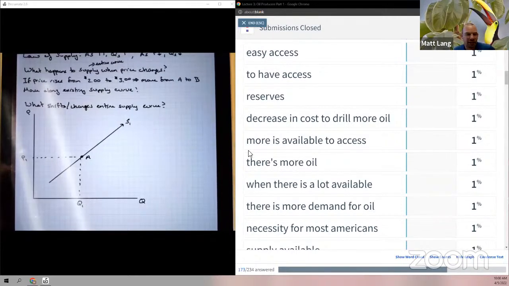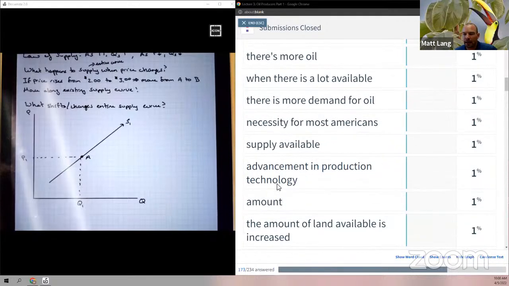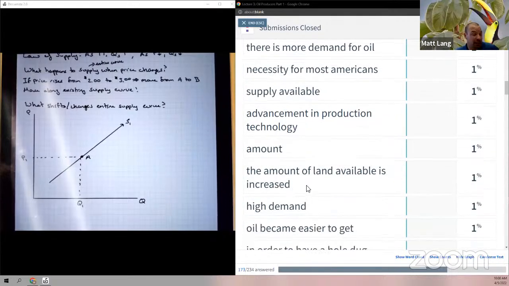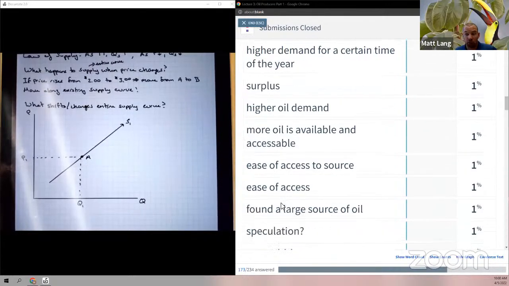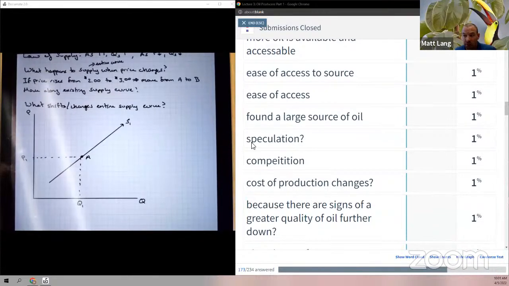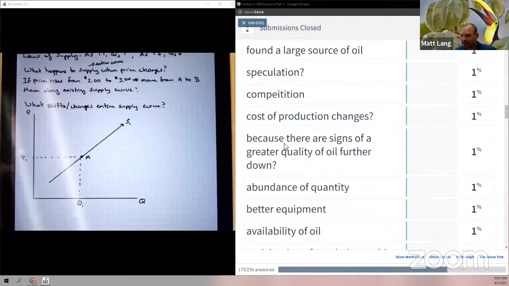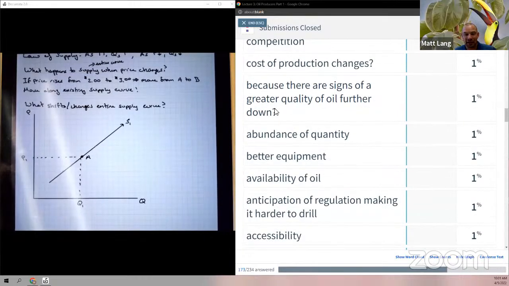What about access, which came up on chat right away. I think it was ease of access to the source. Maybe there's some easier way to get oil than there was before. And again, technology, the amount of land, the cost of the land that the oil's on. Along those lines, what about regulations? Speculation is a good one too, and we'll bring that up in just a second. Speculation maybe on future prices. Yes, signs of a greater quality of oil further down. You might think that there's a better place to go. Regulations are a huge one. That's right, Dave.